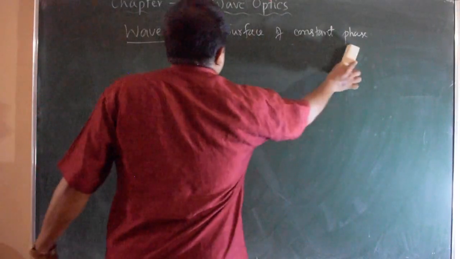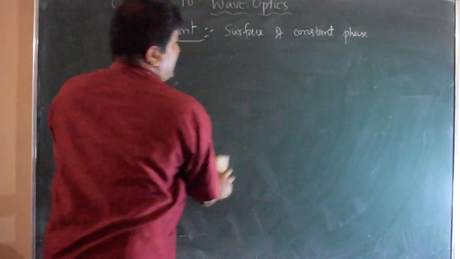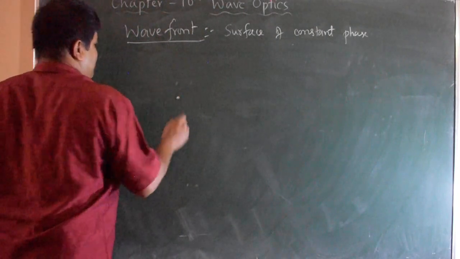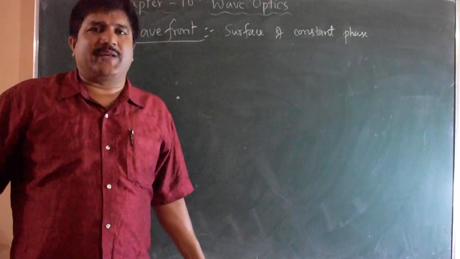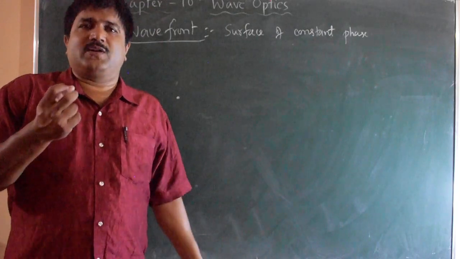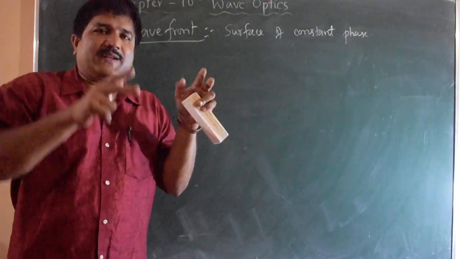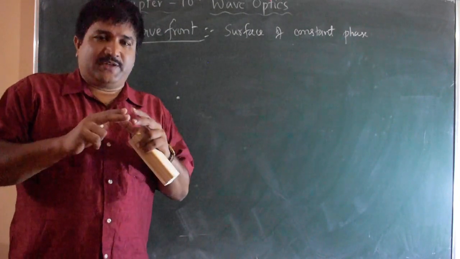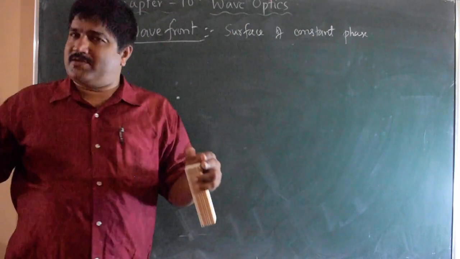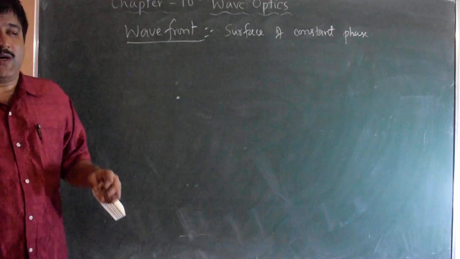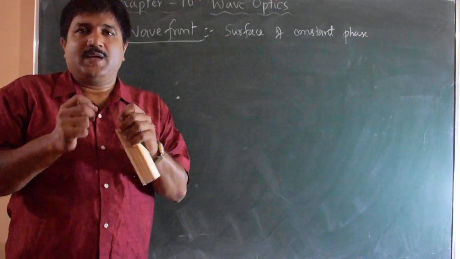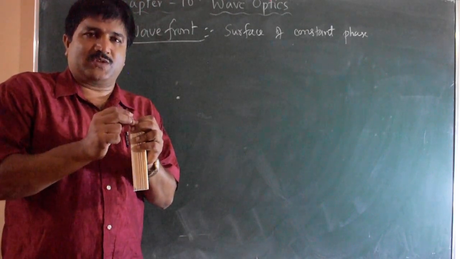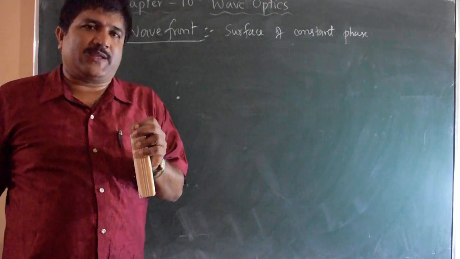Then Huygens' idea: a wavefront is a surface of constant phase. Now if you have a point source, say a small tiny bulb or LED, when it is glowing the light goes in all directions. It is not only this way, it goes in all three dimensions, all around. At a particular time instant, the waves originate from this source and travel in the form of electromagnetic waves.